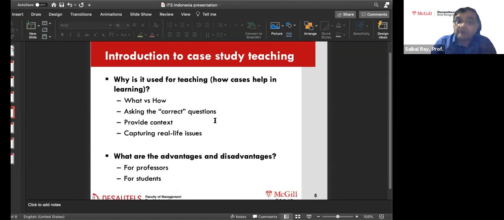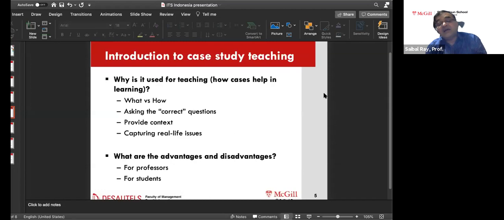Next is, what are the advantages and disadvantages? One disadvantage, as I said, is that case study requires more time and more discussion, so you cannot do too many case studies. From a professor's perspective, case studies are, as we discussed before, very good. You take a model and then apply it to the real world. This is a big advantage.